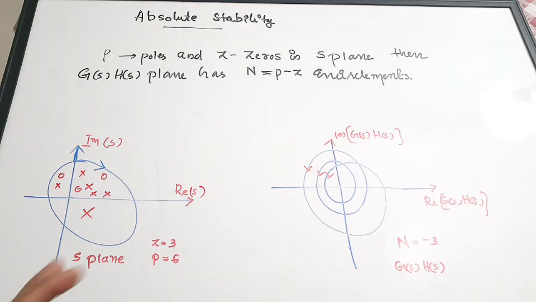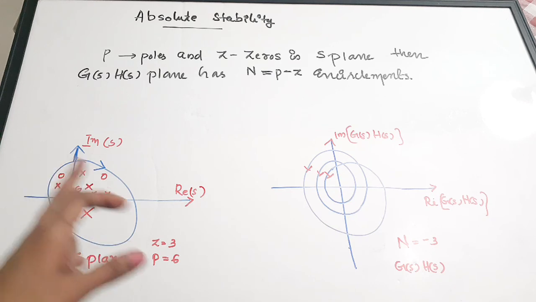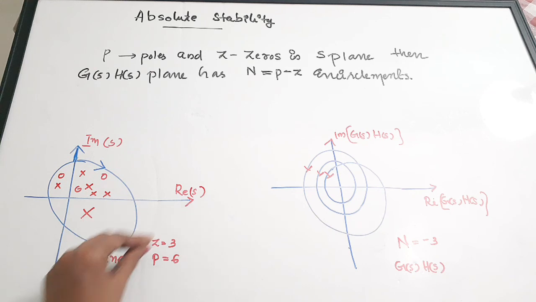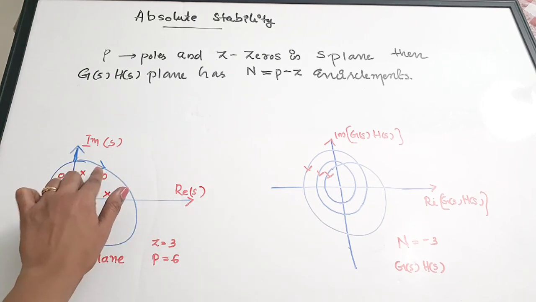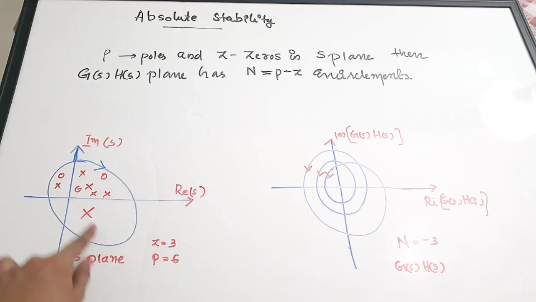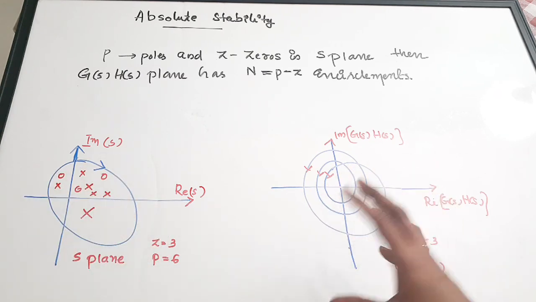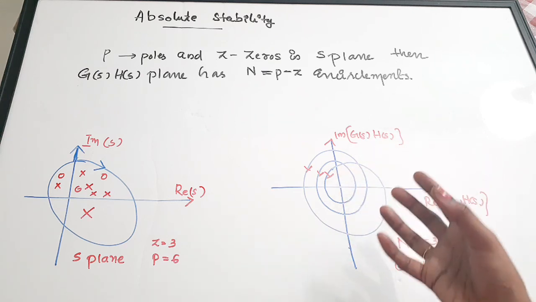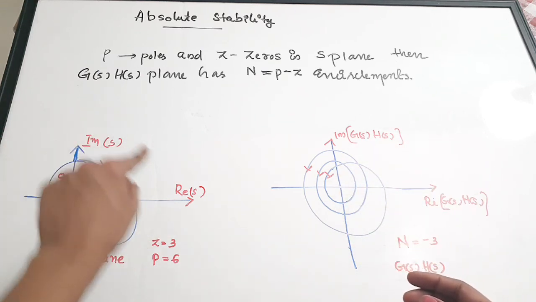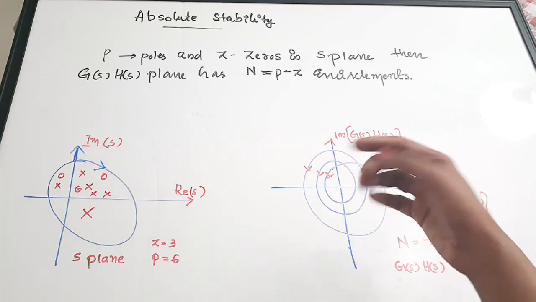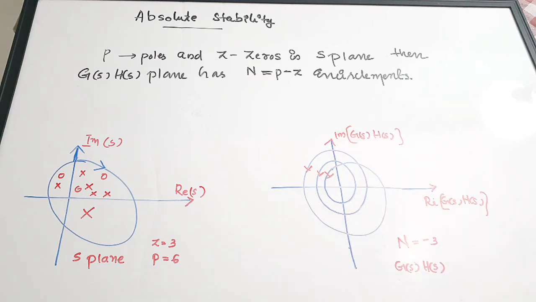And also, this s plane has an enclosed region, meaning the region which has your poles and zeros. Okay, so that region we call the enclosed region, and these are the encirclements. This enclosed region has a direction, as you can see in the blue colored region here. Since the poles are more, the direction of your encirclements will be opposite to the direction of this enclosed region. So this enclosed region is pointing in this way, but your encirclements will be in the opposite way. Okay, so that is the relation.